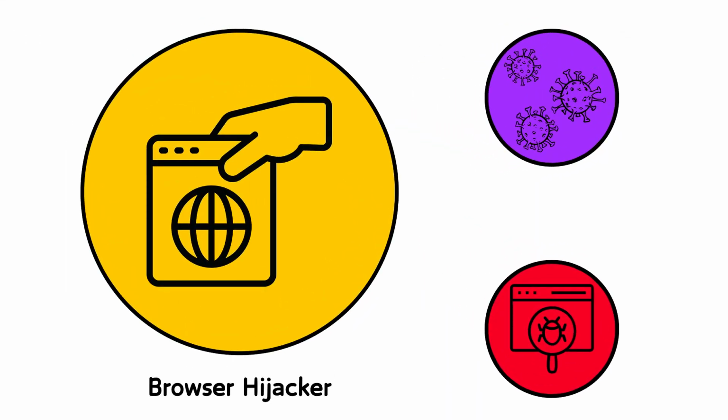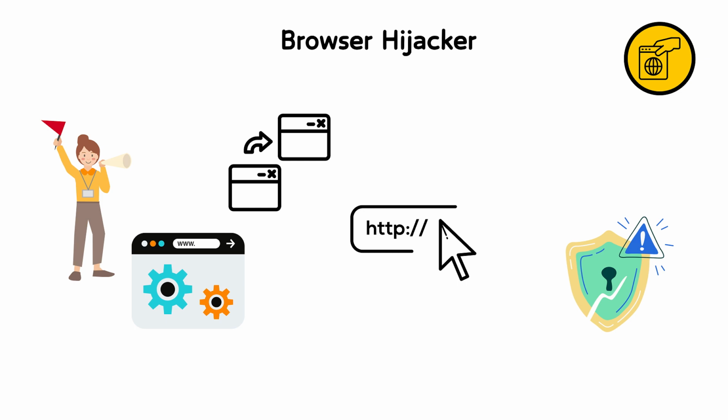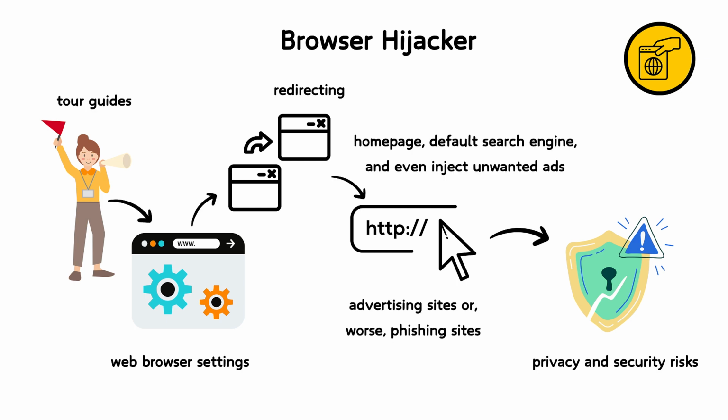Browser Hijacker. Browser hijackers are like unwanted tour guides for your internet browsing. They take control of your web browser settings without your permission, redirecting you to websites you never intended to visit. Often, these redirects lead to advertising sites or, worse, phishing sites designed to steal personal information. Browser hijackers can change your homepage, default search engine, and even inject unwanted ads into your browser. They not only disrupt your browsing experience but also pose significant privacy and security risks.